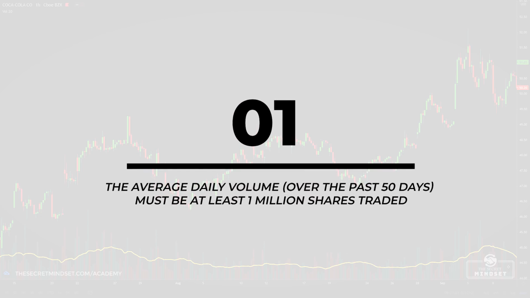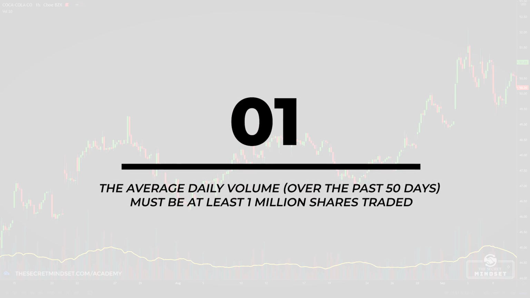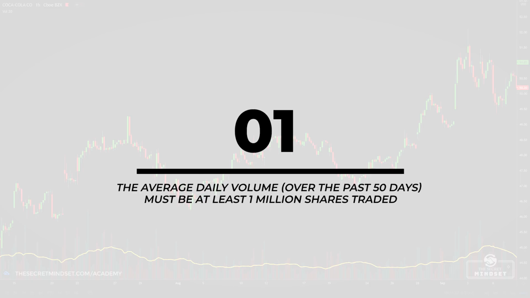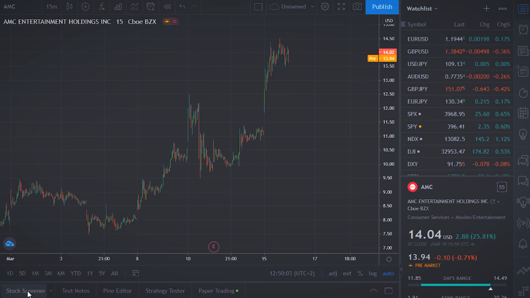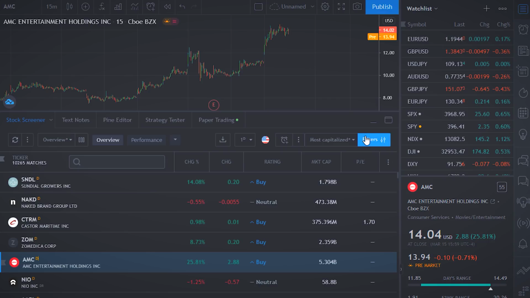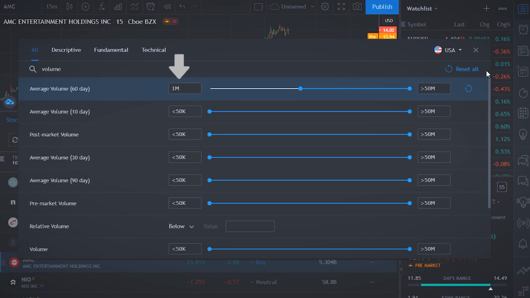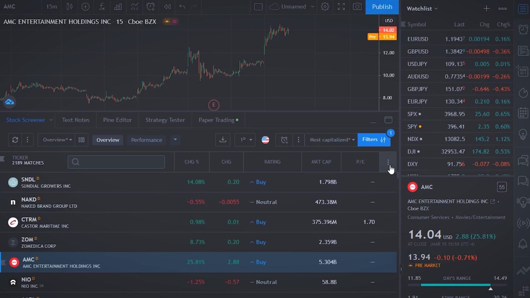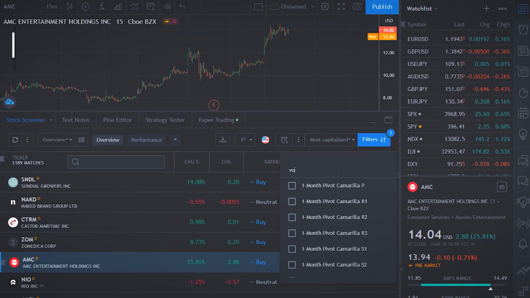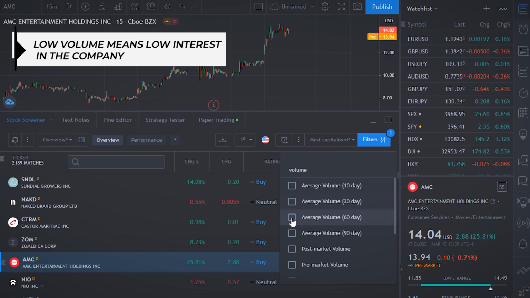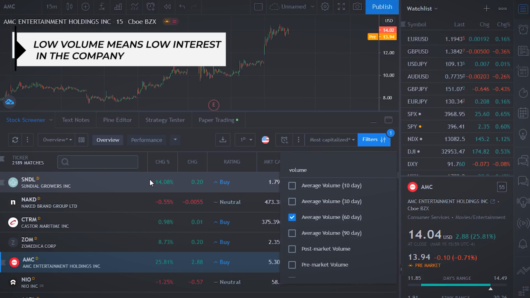First, the average daily volume over the past 50 days must be at least 1 million shares traded. There are several reasons why the daily average volume is the primary factor for my stock selection process. The first is liquidity. Your stock must have sufficient intraday trading volume. Any stock that is trading under 1 million shares can be easily manipulated by market makers, and they usually trade very slowly.